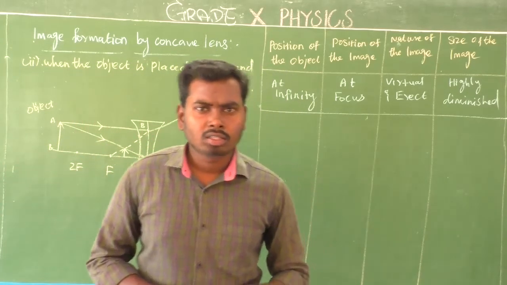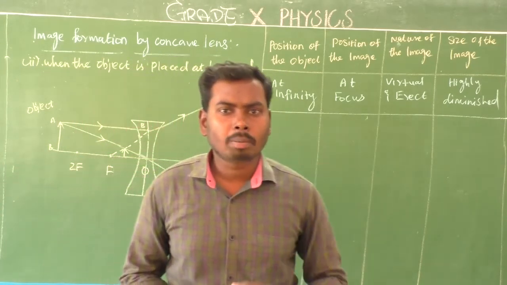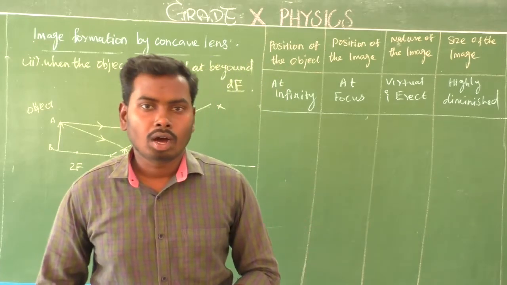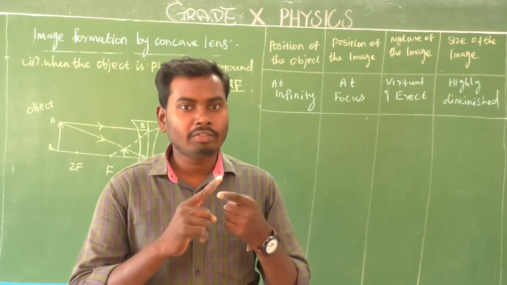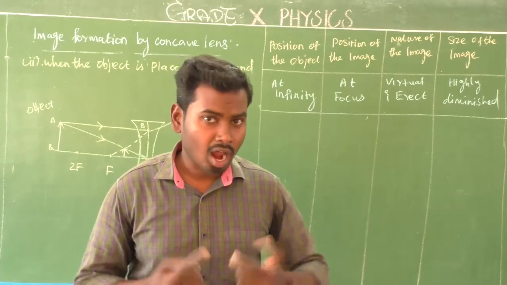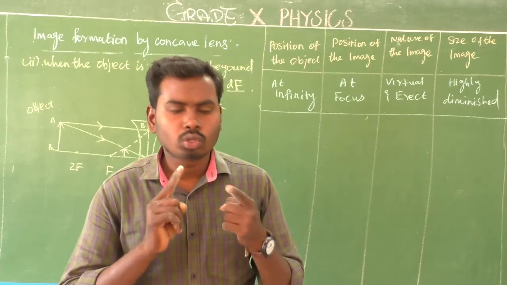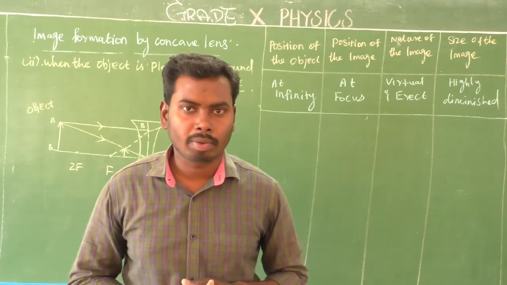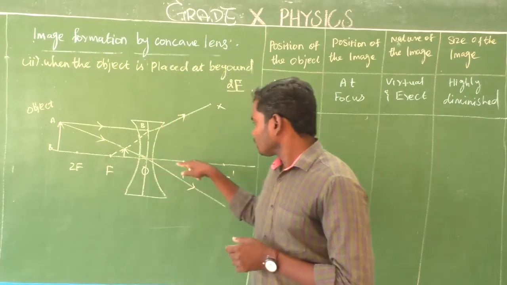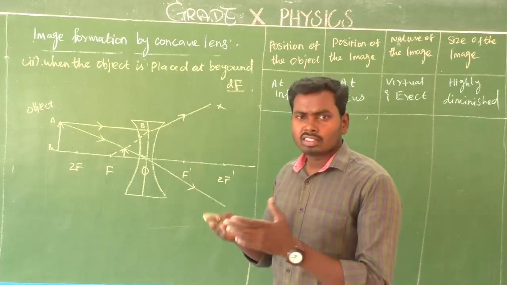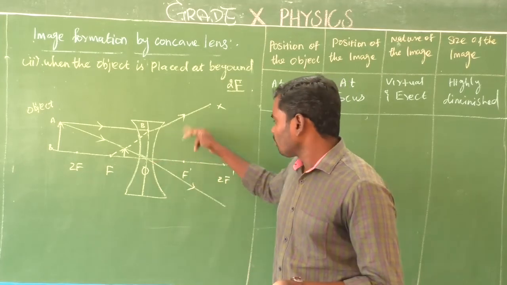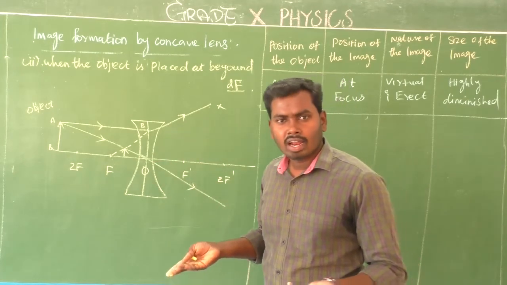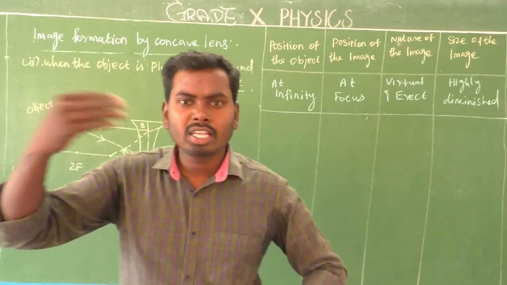You may ask me, sir, in image formation by convex lens, you said image is formed where the two refracted rays intersect together. Am I right? Already I thought that where the two refracted rays intersect together, there will be image formation. But here the two refracted rays are diverging from each other, sir. Then how will the image be formed, sir?